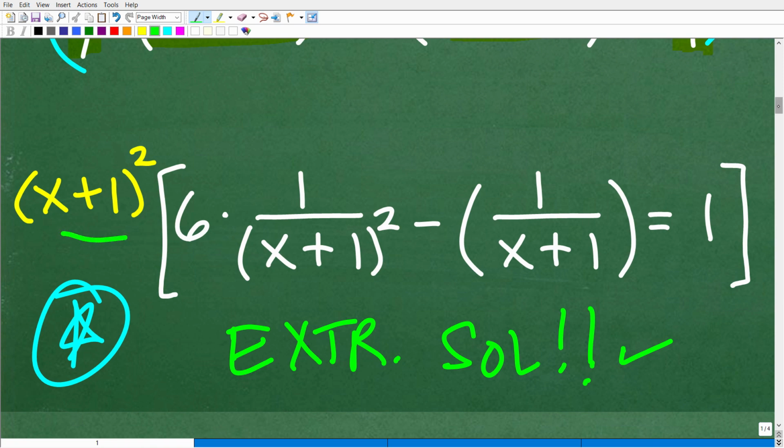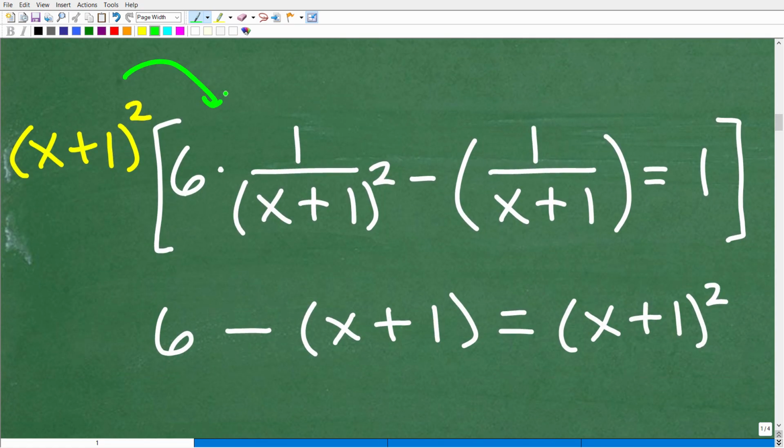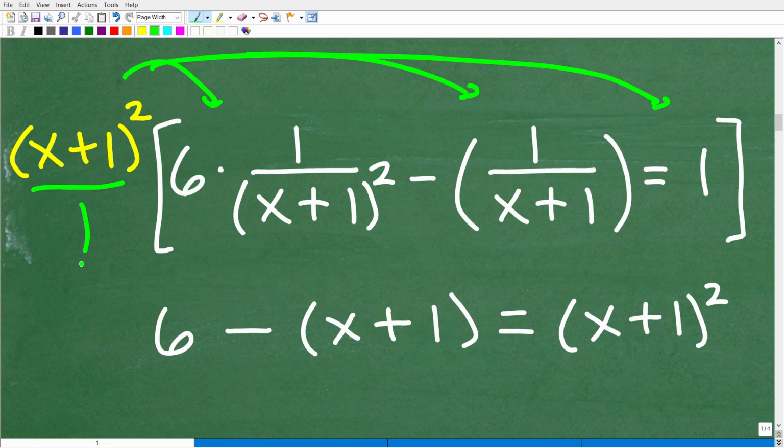All right, so let's go ahead and now take the next step here. So x plus 1 squared, I'm going to multiply it by every term in this equation. So x plus 1 squared is over 1. Hopefully you can see what's going on here. So x plus 1 squared times 6 times 1 over x plus 1. You can just think of this as 6 times this fraction. This is really 6 over x plus 1 squared, okay? Now, I'm not going to show you every single step, but hopefully you understand. So x plus 1 squared goes into x plus 1 squared. Those cross cancel. So I'm just left with 6.